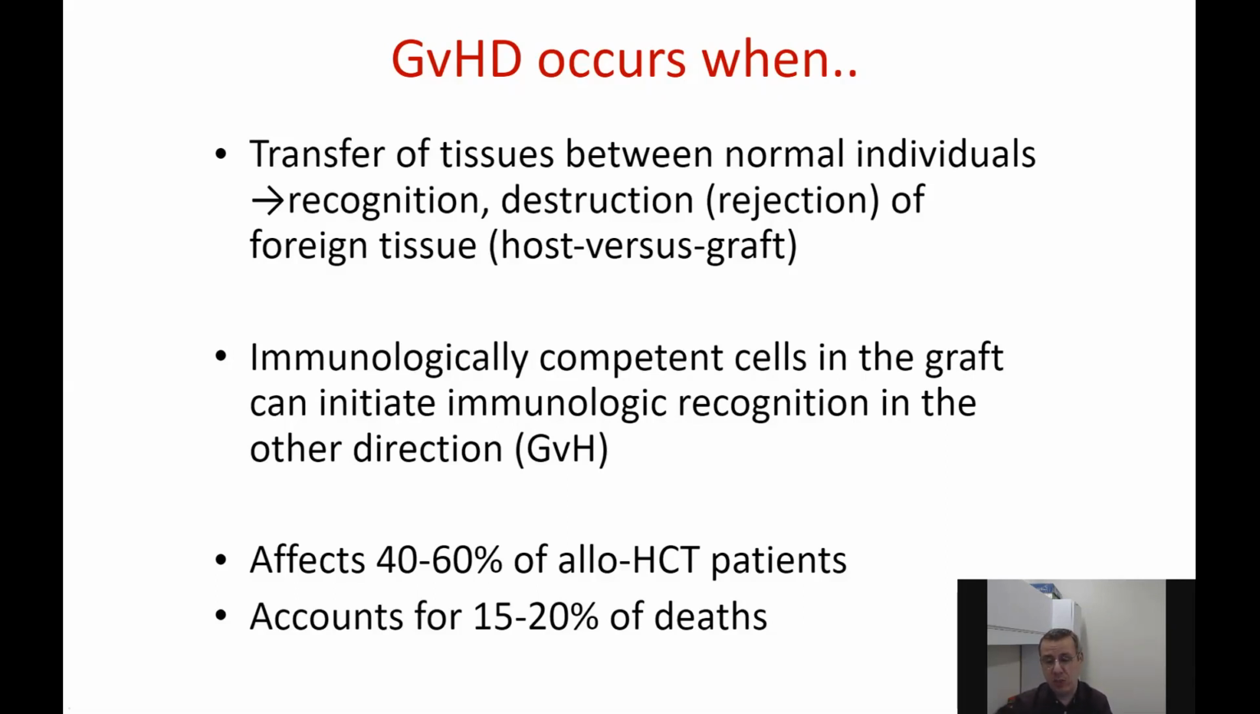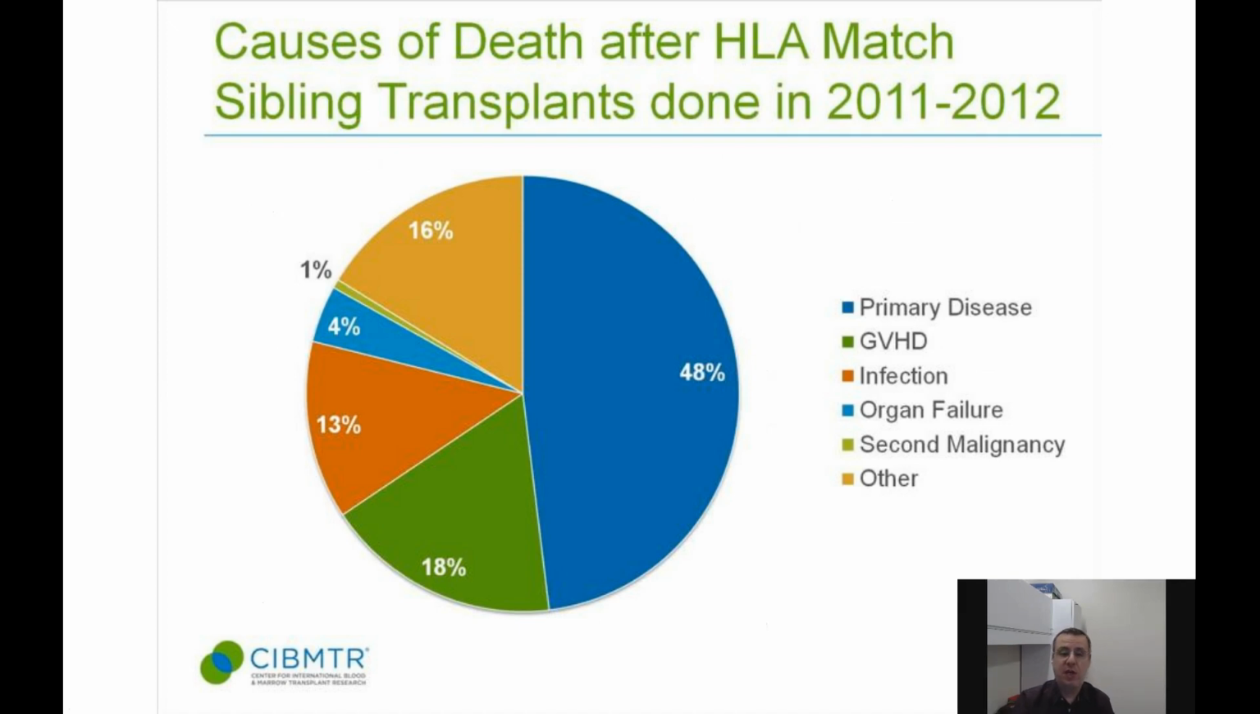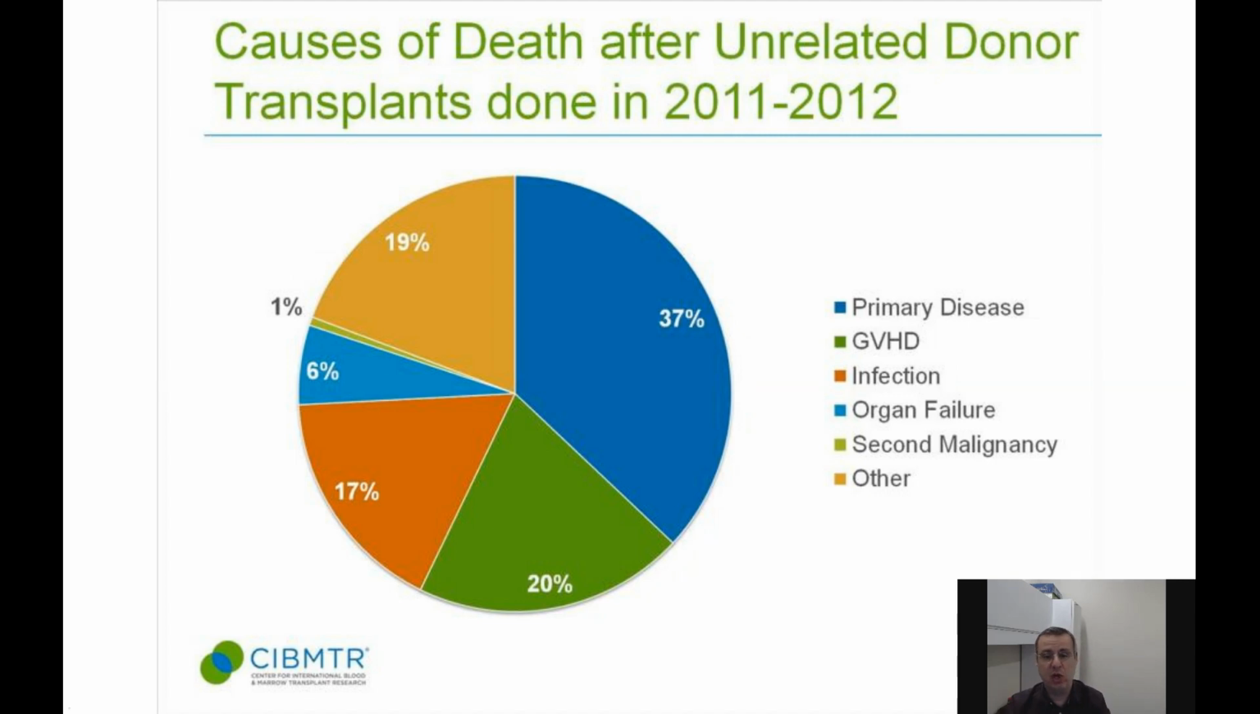It affects up to 60% of allogeneic transplant recipients and can account for up to 20% of deaths in this population. And again, here we see some data from the CIBMTR demonstrating that in both the fully matched sibling donor transplant setting, as well as the unrelated donor transplant setting, GVHD accounts for approximately 20%, one-fifth, of deaths.